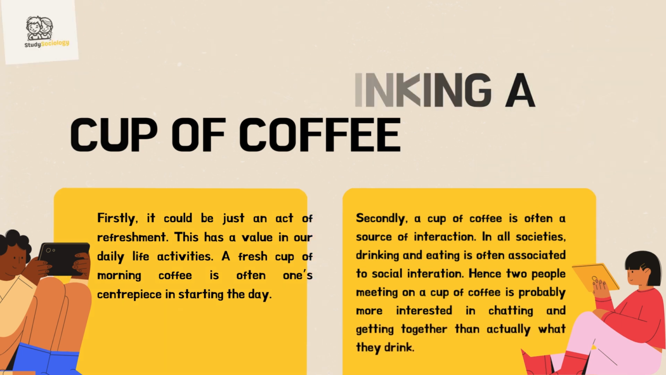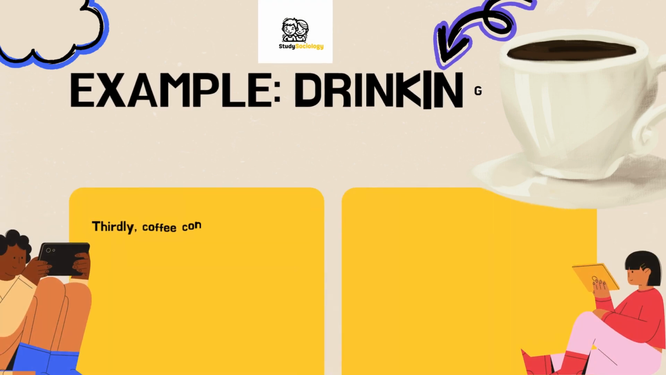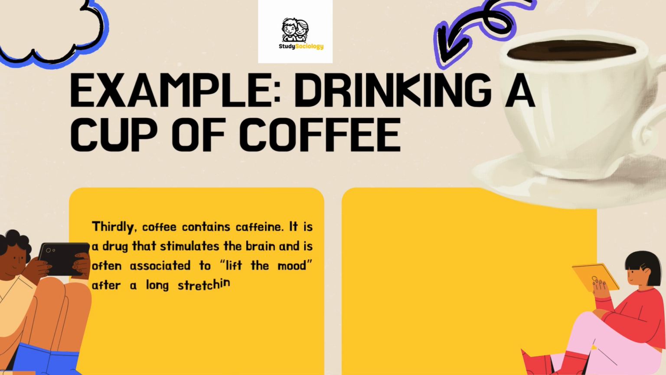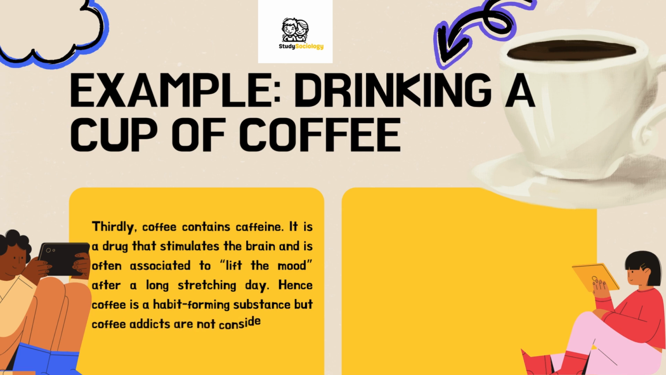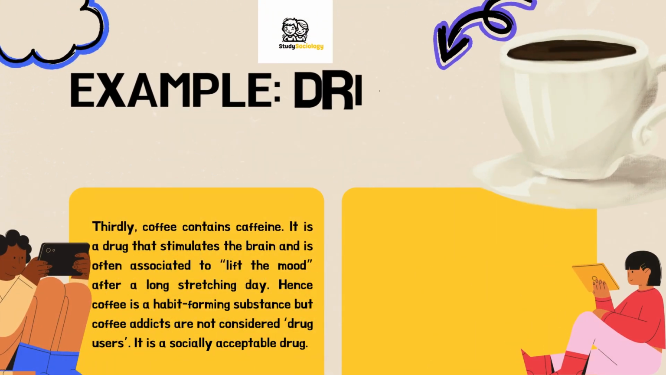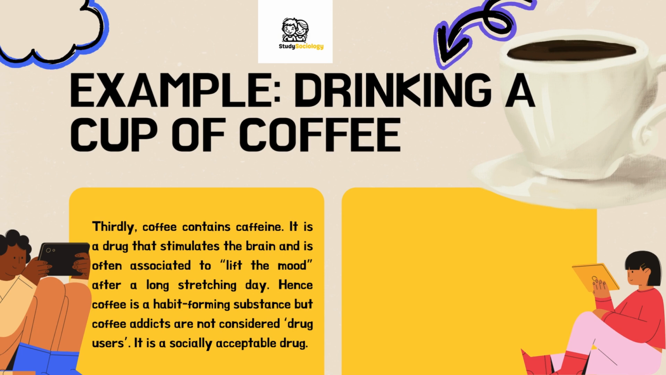Now, thirdly, we can also look at the drinking of a cup of coffee from the point of view that coffee contains caffeine. It has a drug that stimulates the brain and is often associated with lifting the mood after a long, stretching day. Hence, coffee is a habit-forming substance, but coffee addicts are not considered drug users. It is a socially accepted drug, unlike other drug abuse or alcohol. Sociologists are interested in why these differences exist and how they came about.